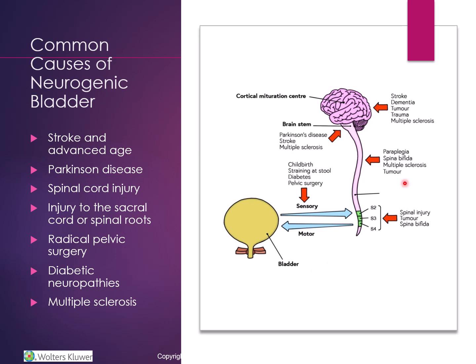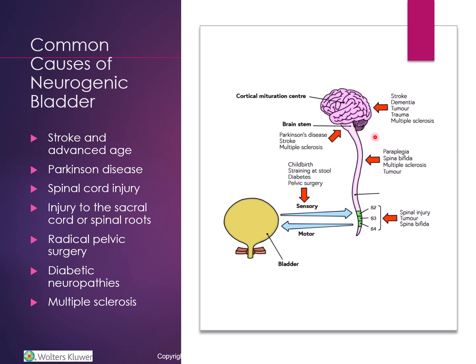So things like stroke, dementia, tumor, traumas, and multiple sclerosis can directly affect those cortical micturition centers that can either facilitate or inhibit the emptying of the bladder. Things like Parkinson's disease or strokes, and again, multiple sclerosis, can inhibit or damage the micturition center directly in the brain stem. So that's the control system of bladder emptying and storage.